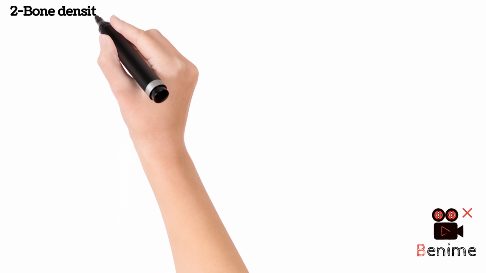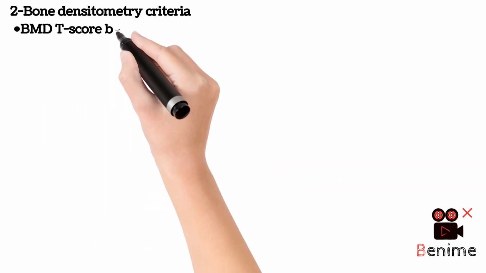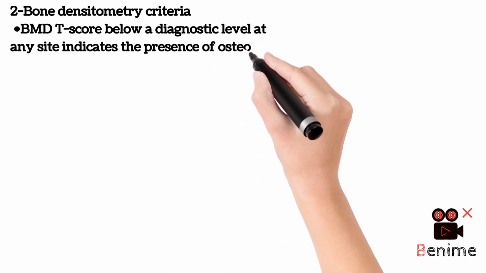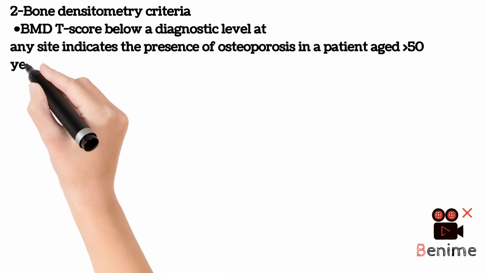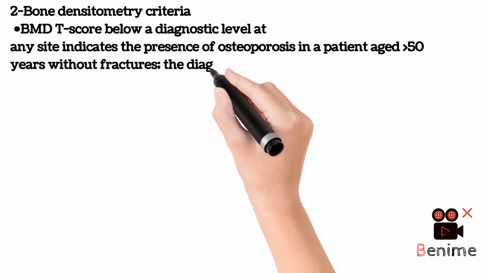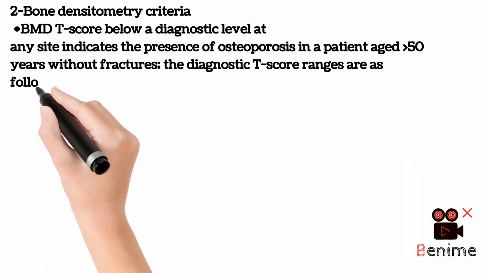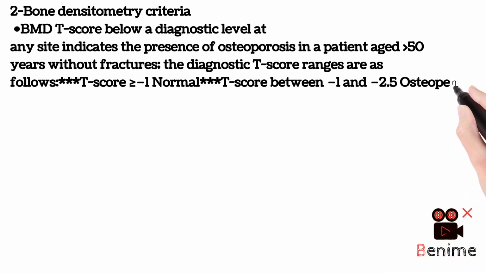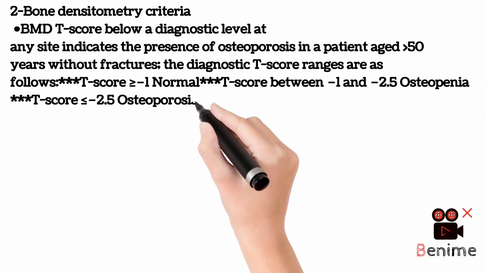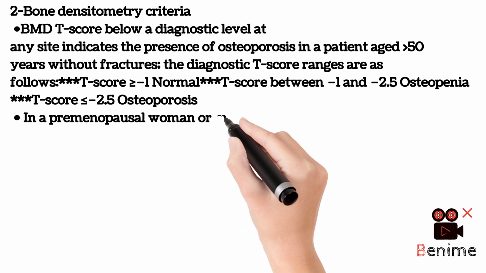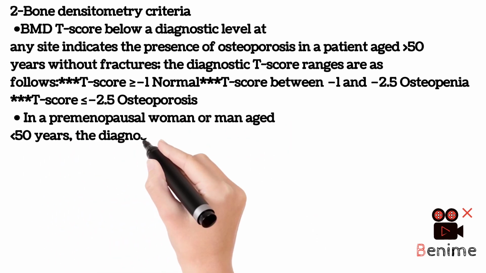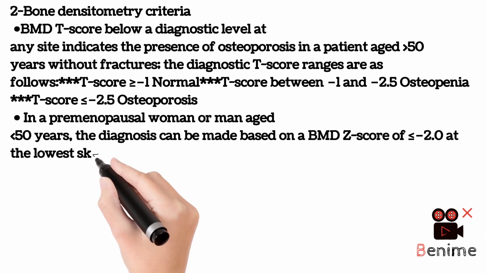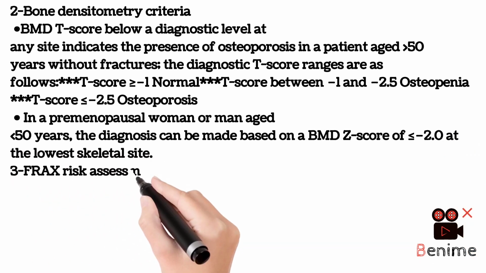2. Bone densitometry criteria. BMD T-score below a diagnostic level at any site indicates the presence of osteoporosis in a patient aged greater than 50 years without fractures. The diagnostic T-score ranges are as follows. T-score greater than or equal to -1: normal. T-score between -1 and -2.5: osteopenia. T-score less than or equal to -2.5: osteoporosis.